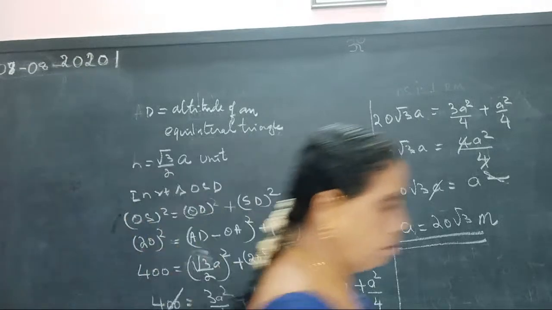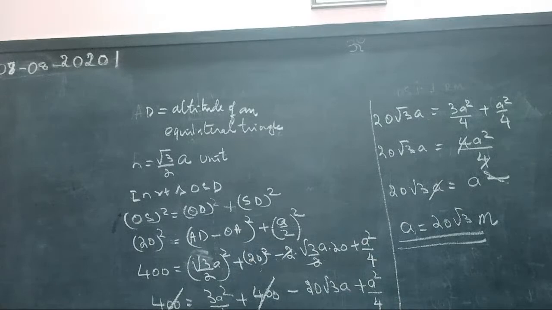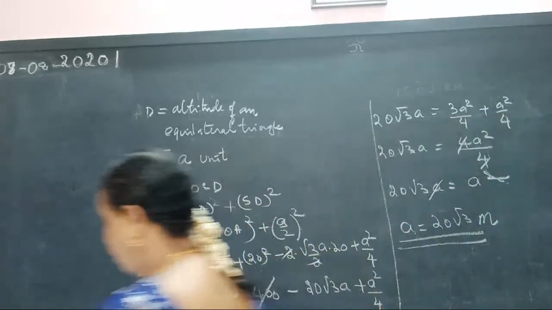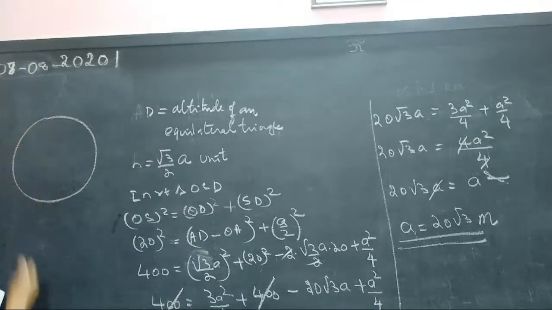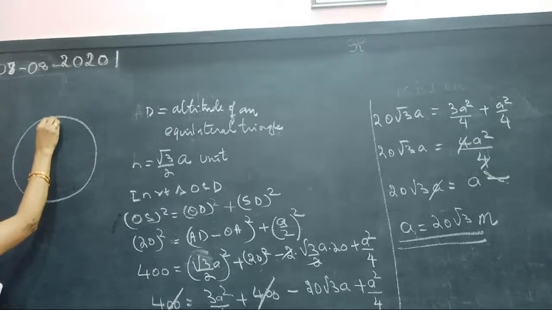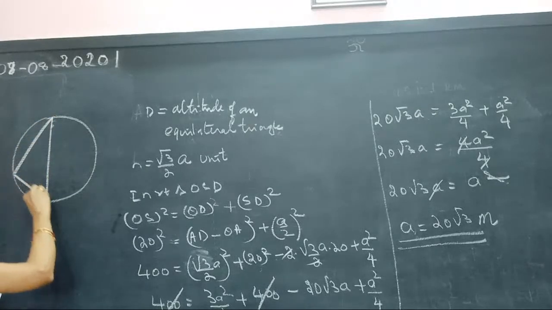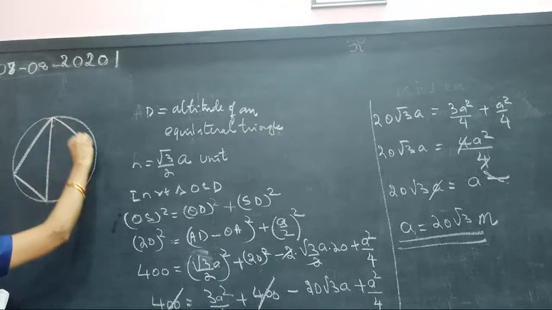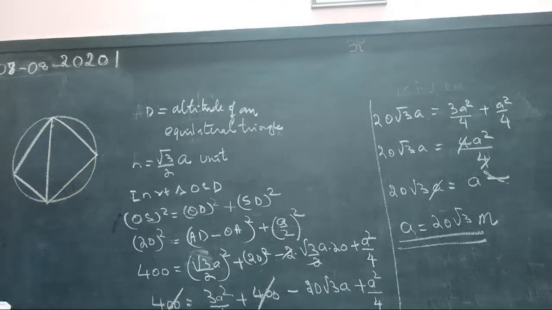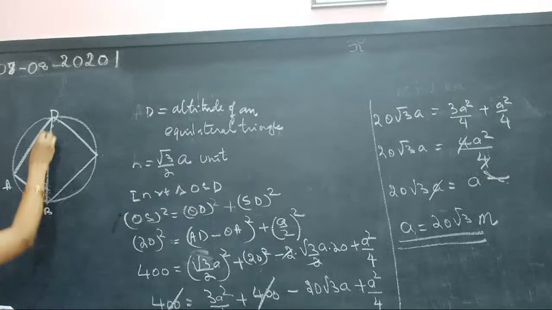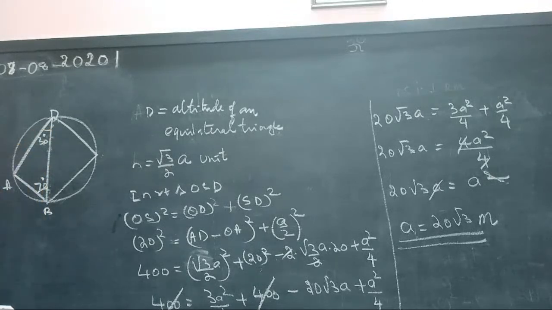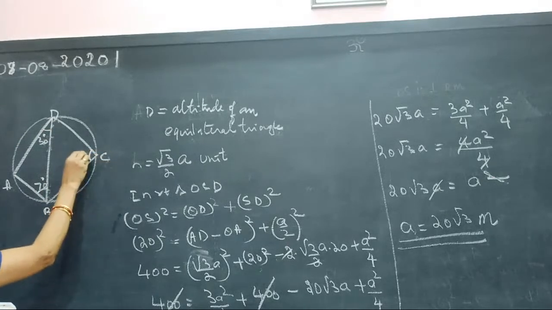Find the measure of angle BCD. Get the figure. In figure, angle ABD is 70 degree, angle ADB is 30 degree. Find the measure of BCD.